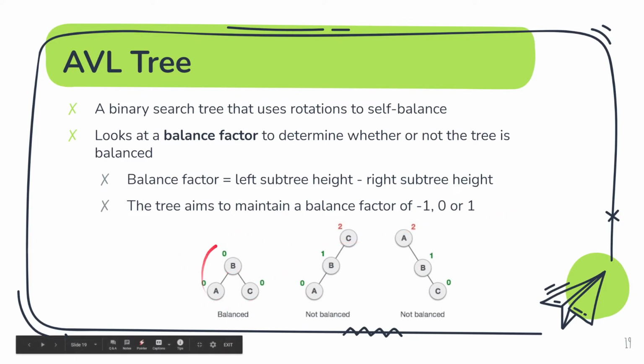So if we look at this tree right here, we can see that the left subtree height is 1 and the right subtree height is 1. 1 minus 1 equals 0. This tree is balanced.